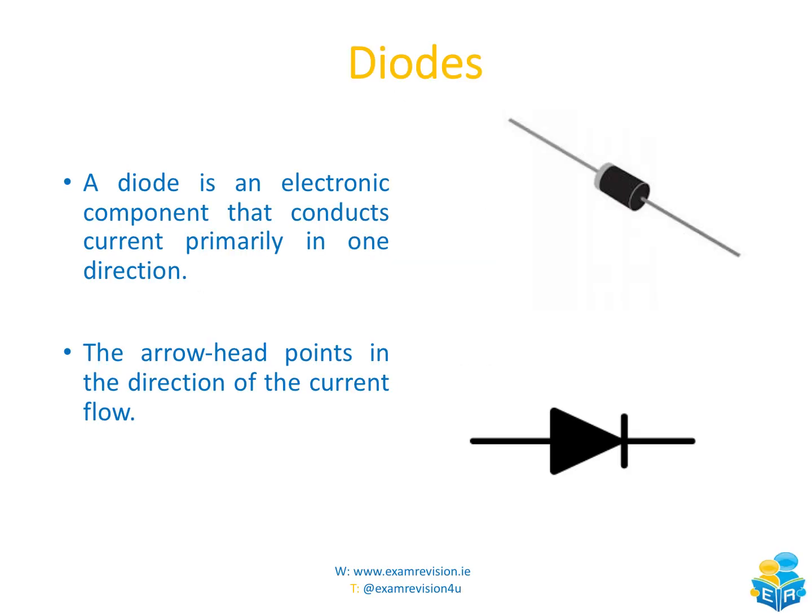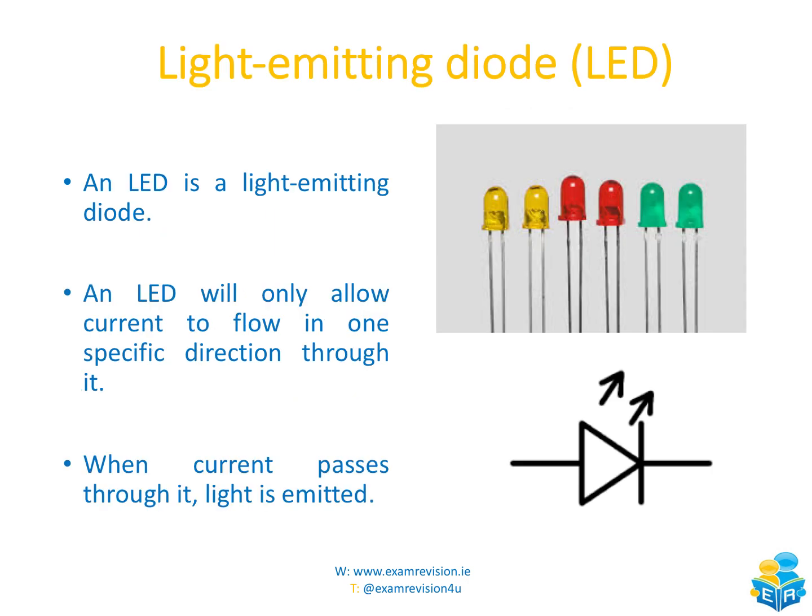Now, a couple more pieces of equipment that we're going to have a look at, and then we'll have a look at another exam question to do with electricity. So these are our diodes. A diode is an electronic component that conducts current primarily in one direction. And that's what the arrow down here signifies. So it's flowing in one direction only and goes in the direction that the arrow is pointing. So that's what it says here. The arrowhead points in the direction of the current flow.